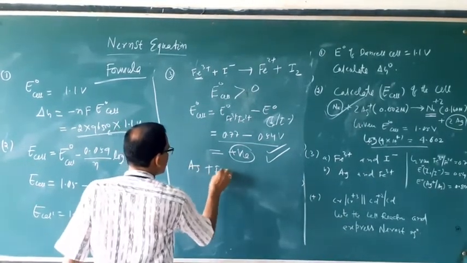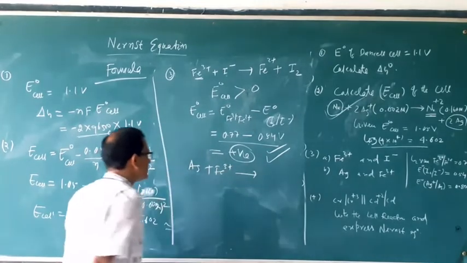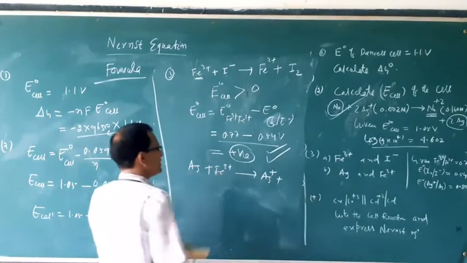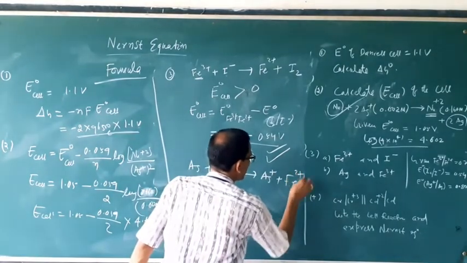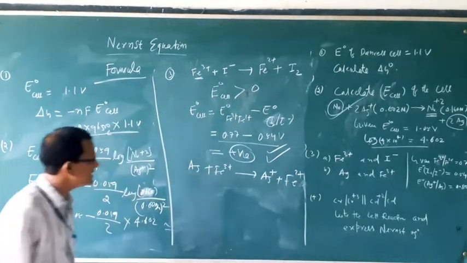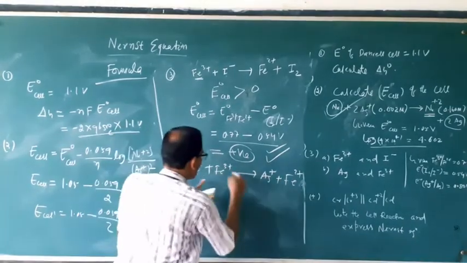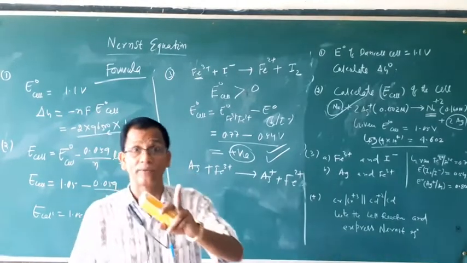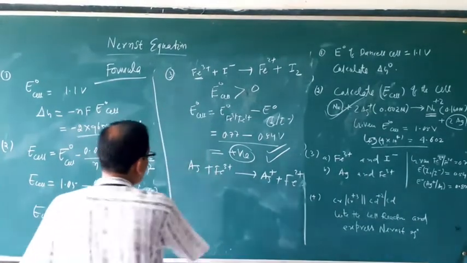Ag plus Fe3 plus. What is the product? Ag always changes to Ag plus and Fe3 plus changes to Fe2 plus always. So which is oxidized here? Ag is oxidized and Fe3 plus is reduced. That which is reduced will be taken first. Which is reduced here? Iron.